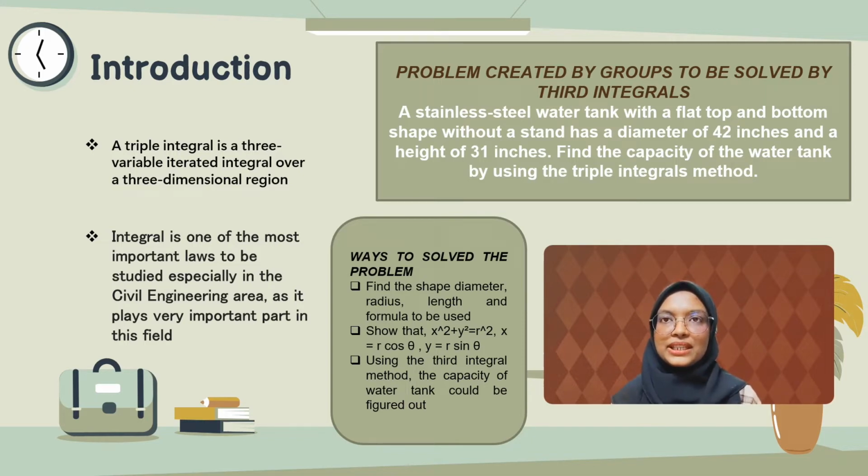As for the problem statement, a stainless steel water tank with a flat top and bottom and without a stand has a diameter of 42 inches and a height of 51 inches. We choose to find the capacity of the water tank by using the triple integral method. Firstly, we find the shape, diameter, radius, length and formula to be used in this method. Next, we use the triple integral method to find the capacity of the water tank of the problem we chose.